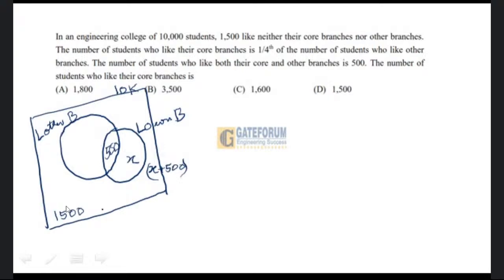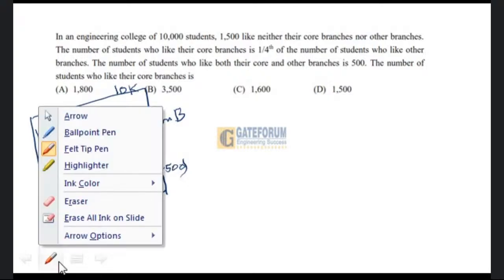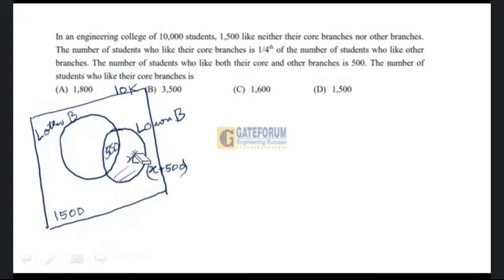These X students do not like any other branch. They only like their core branch. But this total circle are students who like their core branch. And there may be students who also like other branches, which is this 500. I hope you understood the difference. That is the main thing of this sum. And deliberately other branches, core branches has been given so that you become confused on that point.